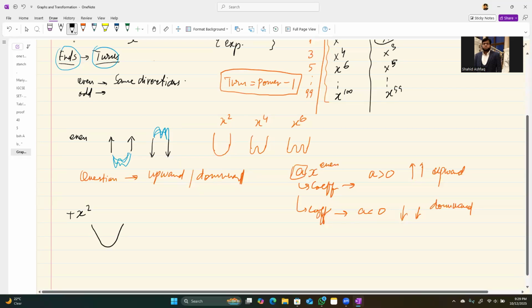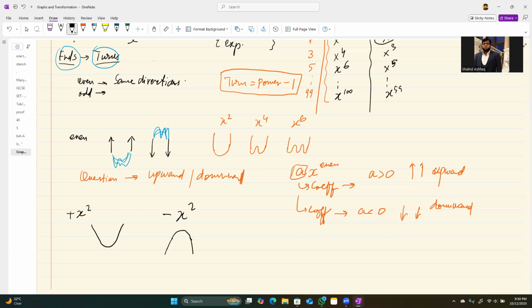And if we have minus x square, we know that the ends will be downward and we will have one turn. Due to the negative sign, it goes downward, and due to the power, it has only one turn.